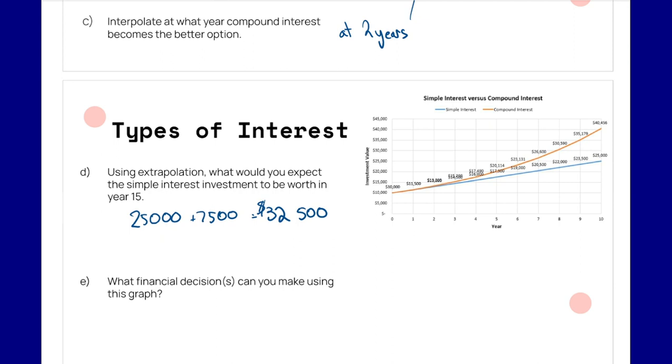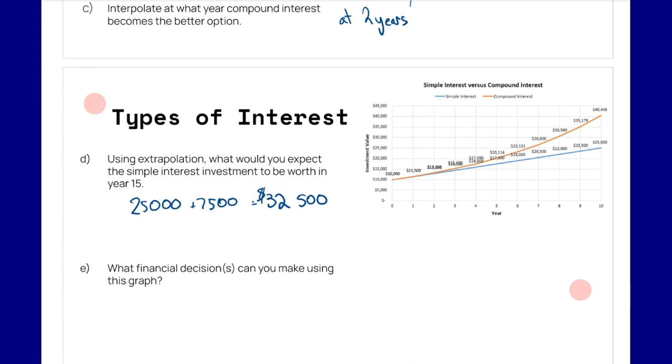So what financial decision or decisions can you make using this graph? Definitely choose compound interest because it would earn us more money. Or maybe specifically choose compound interest over the long term.